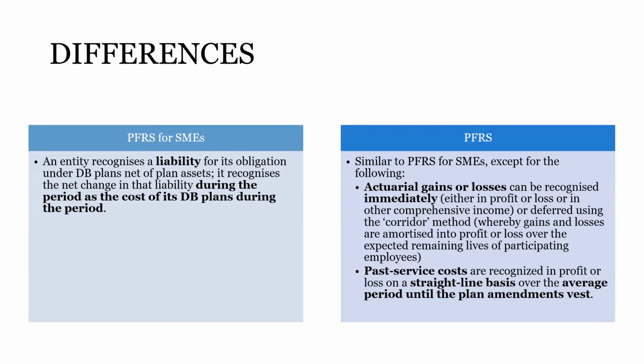Meron silang actuarial gains or losses that can be recognized immediately, either in P&L or in OCI. Or pwede rin siyang i-defer using the corridor method, whereby yung gains and losses are amortized into profit or loss over the expected remaining lives of participating employees. Tapos yung past service costs are recognized in profit or loss on a straight line basis over the average period until the plan amendments vest.